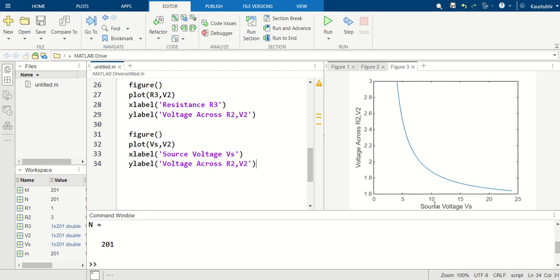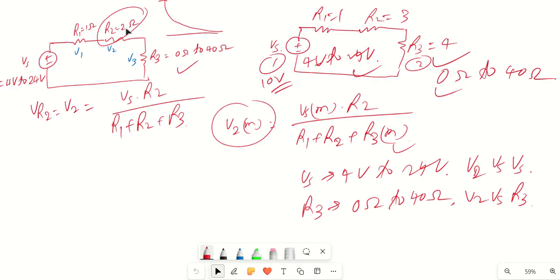As you can see, my source voltage is increasing from 4 volt to 24 volt, and the voltage across R2 is actually decreasing. Why? Because at higher values of source voltage, R3 was also increasing. If R3 is constant, then you will see the voltage across R2 actually increasing, because as you increase this voltage, the voltage drop across this will also increase. But this was changing higher, that's the reason the voltage across R2 is not increasing, it is decreasing instead.